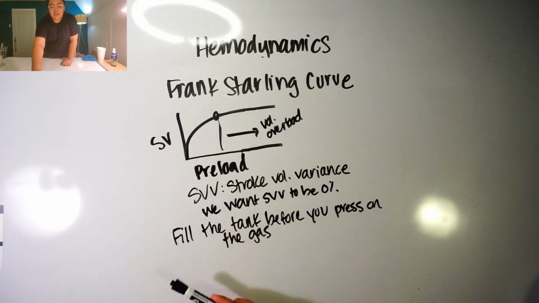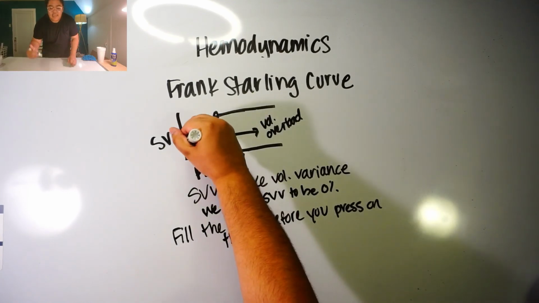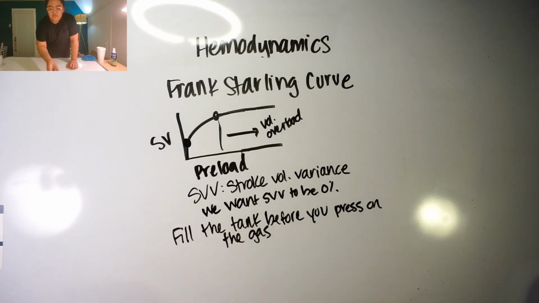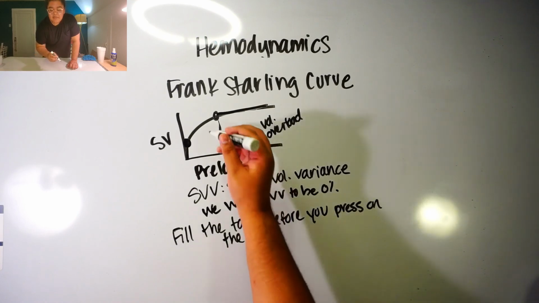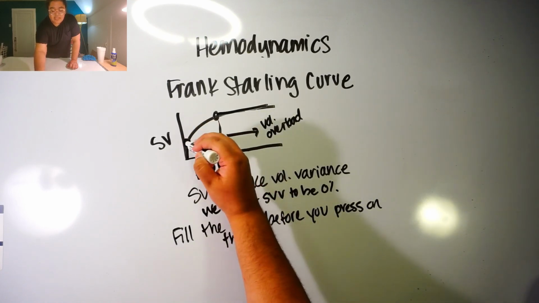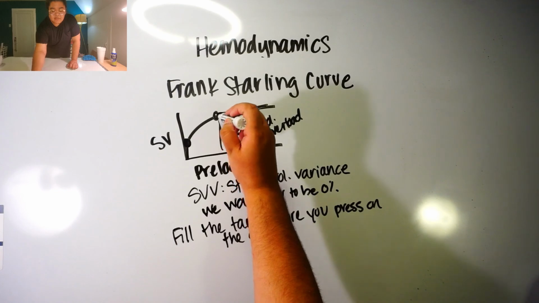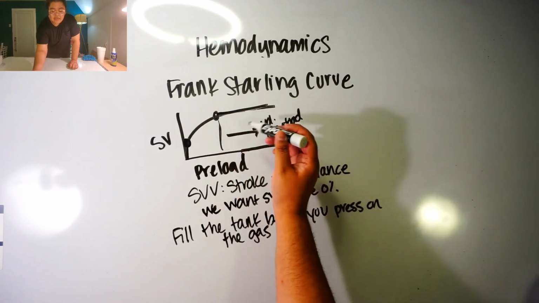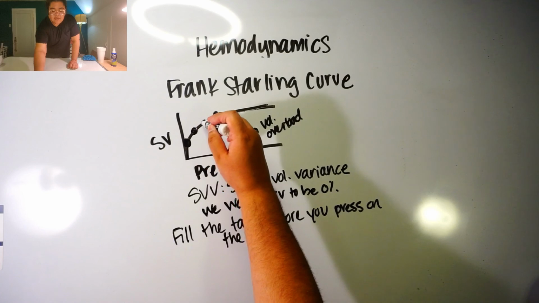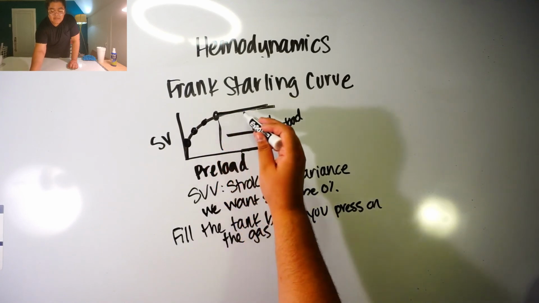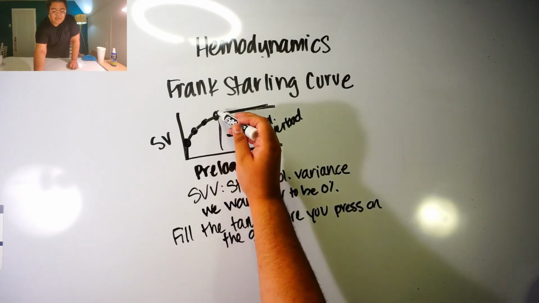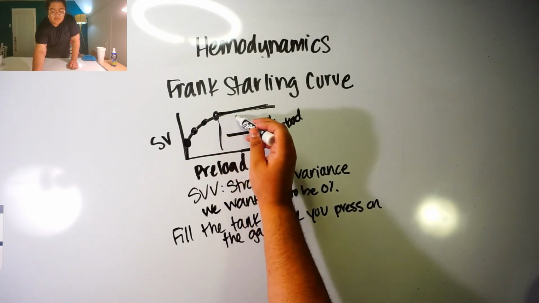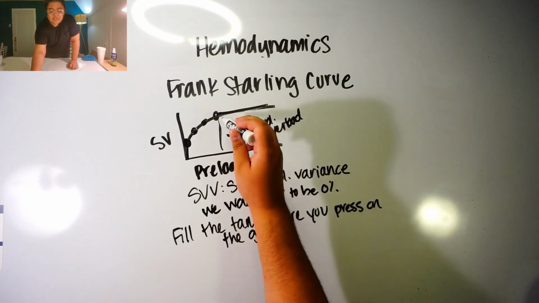Where they are on this curve is your stroke volume variance. Right here on the curve, their stroke volume variance is actually high. When they're here, it's 0. What we want is for them to be right there at 0. We don't want them to be beyond this curve. If they're right here, we can give them fluid. We give them a little bolus, we see it improve. Another little bolus, we see it improve. Another, we see it improve. We give them another bolus, and we see nothing improve.